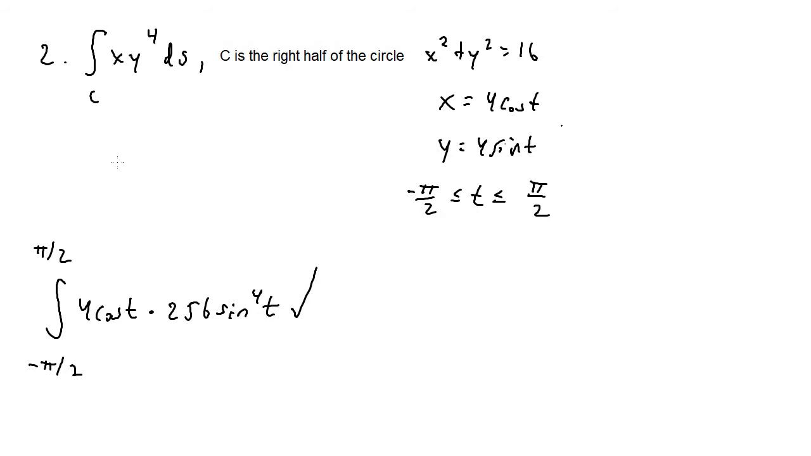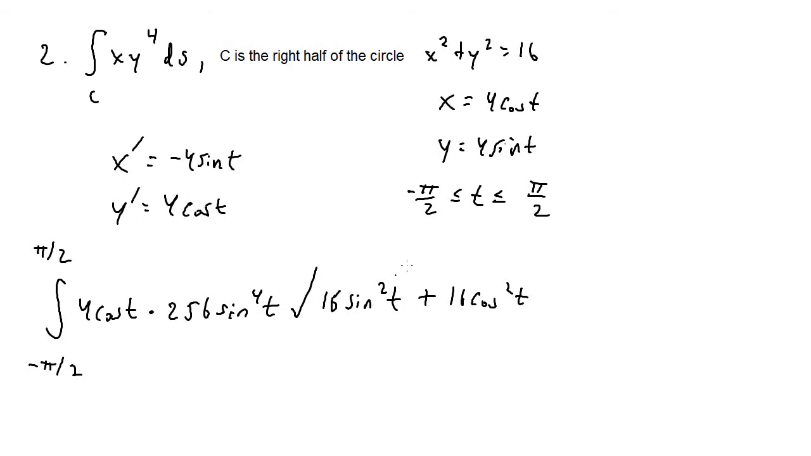So if x equals 4 cosine t, then x prime of t, or the derivative, is going to be negative 4 sine of t, and x prime squared, or negative 4 sine t squared, is going to be 16 sine squared of t. Now y is equal to 4 sine of t, so y prime is going to be 4 cosine t, and so the derivative squared, 4 cosine t squared, is going to be 16 cosine squared of t. And don't forget we do have dt on the outside.